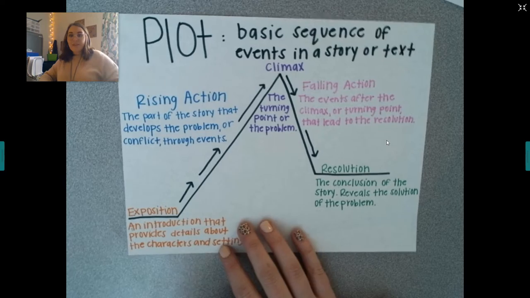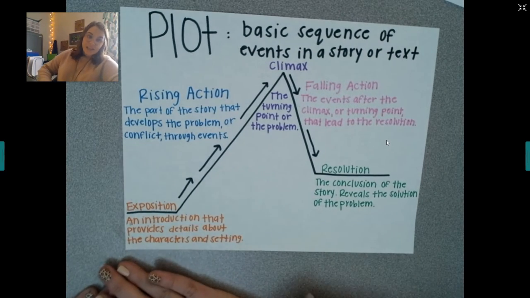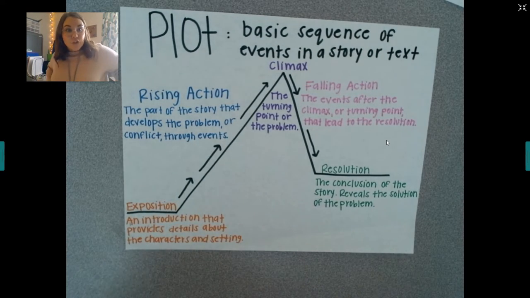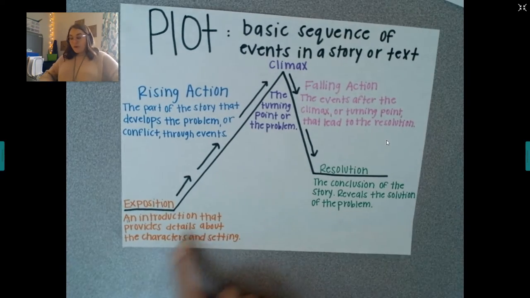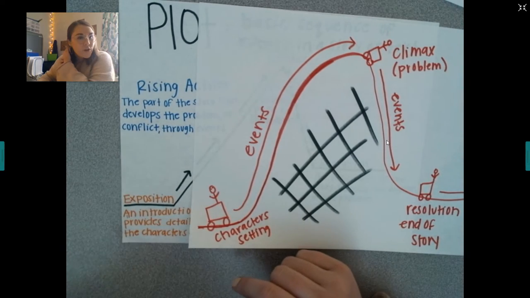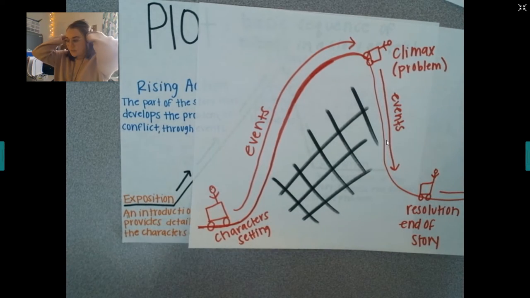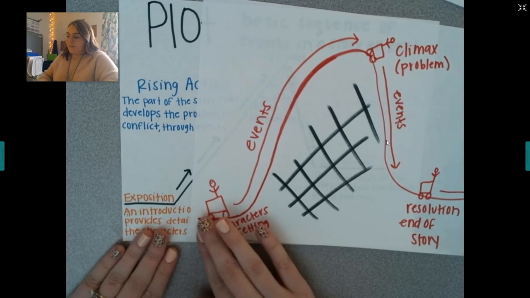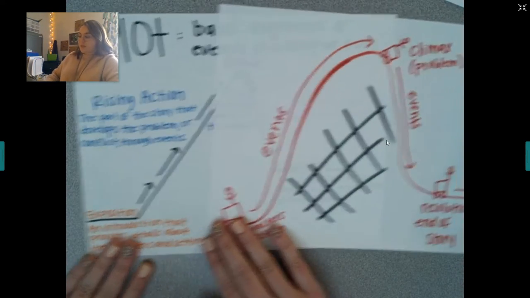And with that being said, there are names for each of the sections on the plot chart. And the first one, your characters and your setting, like on the roller coaster, when you're just kind of sitting there, that's called your exposition. And right now, you don't need to memorize these terms, but you do need to know what goes where on a plot chart. So we have our exposition, right? And then we go up.